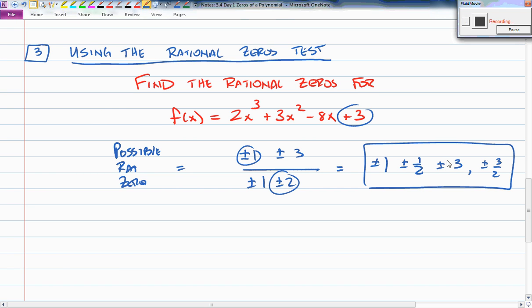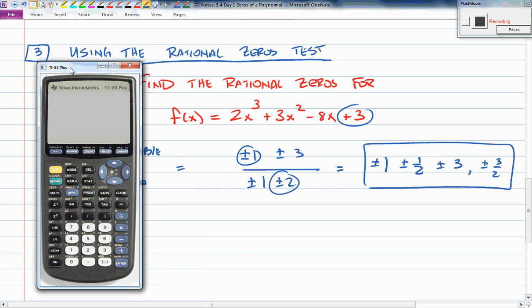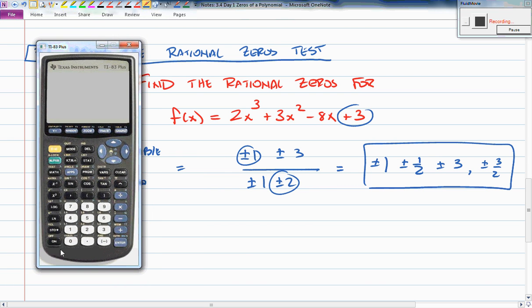Okay, so at this point, I could use synthetic division to check all 8 of these, but that's kind of a lot of work. So instead, what we want to do is actually explore some of these answers to see what we come up with, all right? So I'm going to plug this function into my calculator here. So I have 2x to the third plus a 3x squared minus an 8x, and then finally a plus 3. And I'm going to zoom 6, make sure I'm looking at the standard graph.